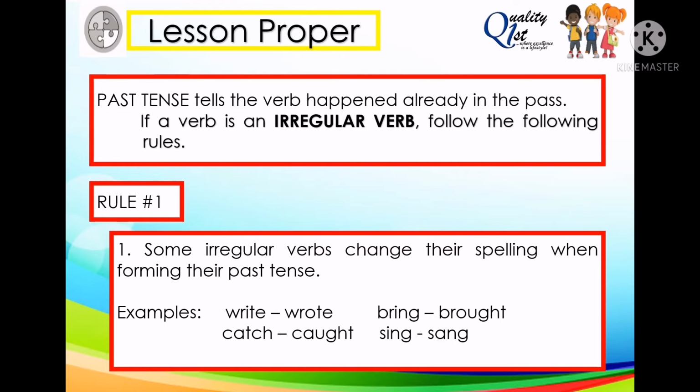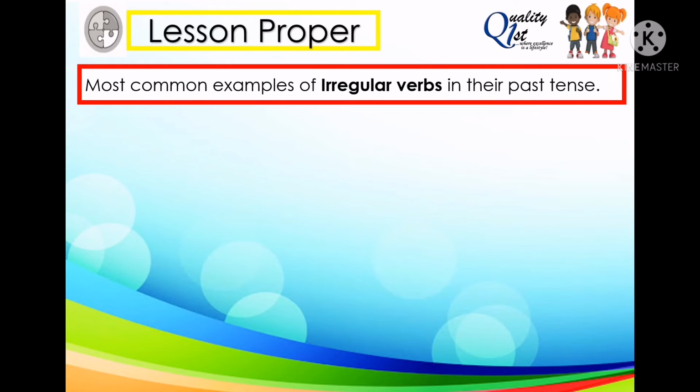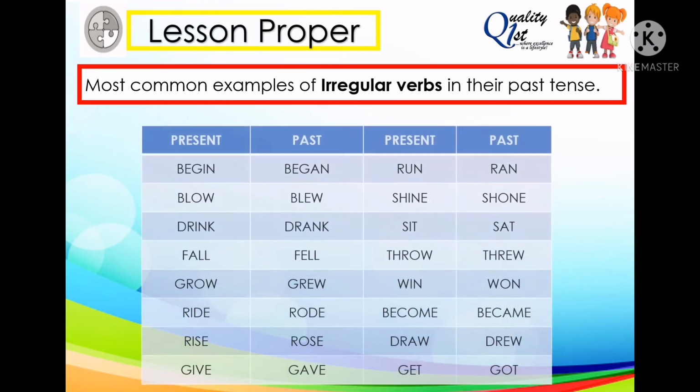Catch, it will become caught. Bring, it will become brought. And sing, it will become sang. Okay? Now, we have most common examples of irregular verbs in their past tense.